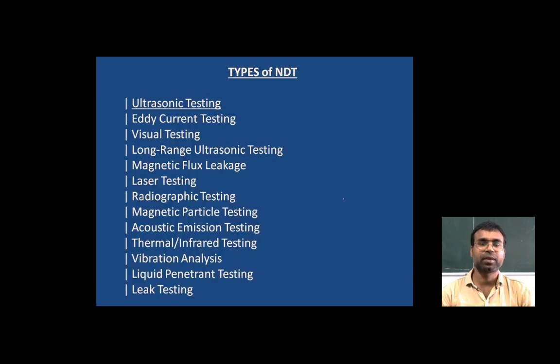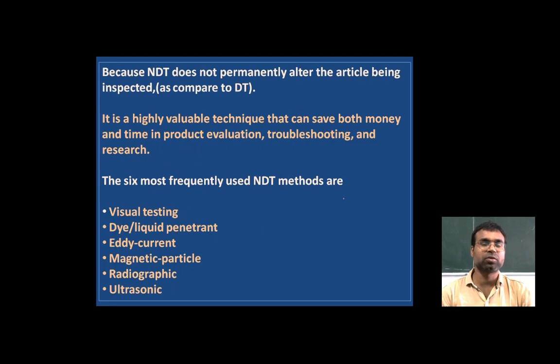They are of various kinds, these are the various kinds of NDT tests we discussed, and in this, the 6 most commonly used ones are what we will focus on in the lecture. As compared to DT, NDT does not permanently alter the article or the product, and it is a technique to save money and time in product evaluation.